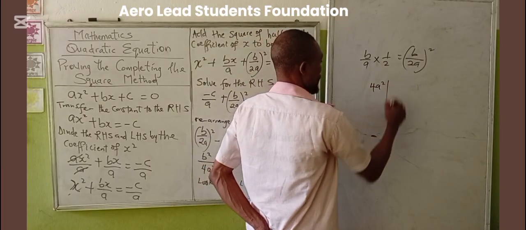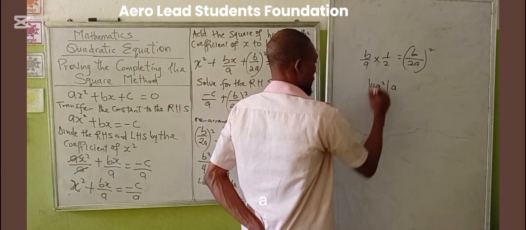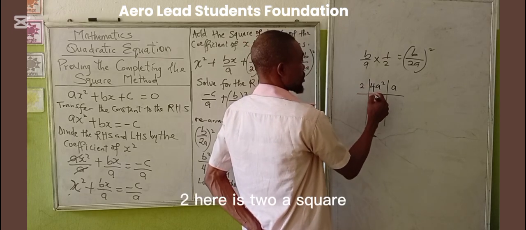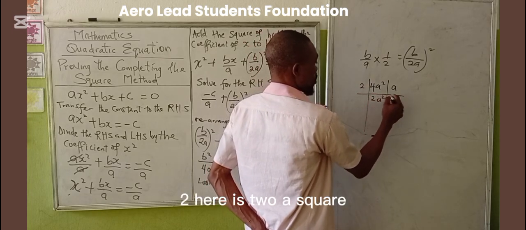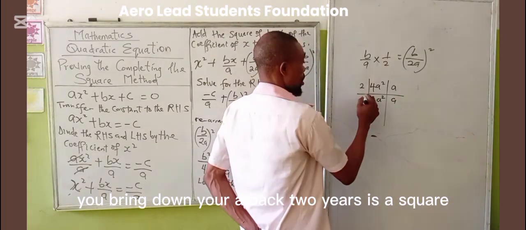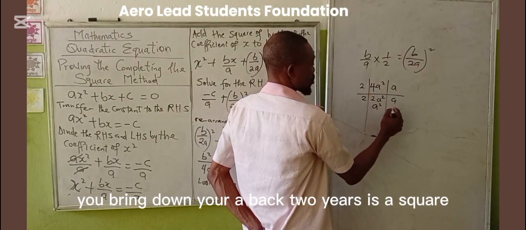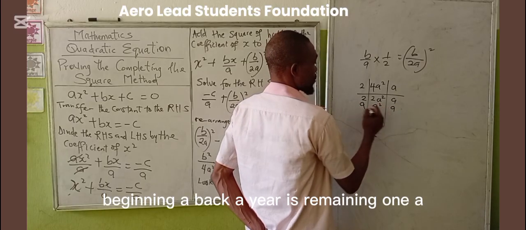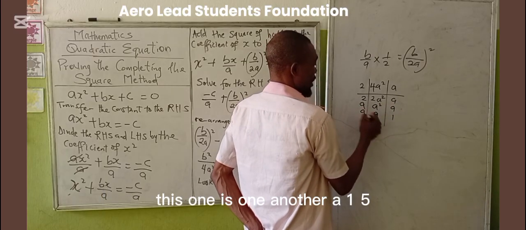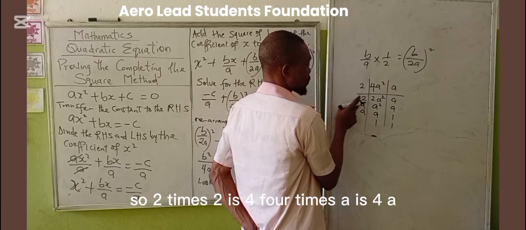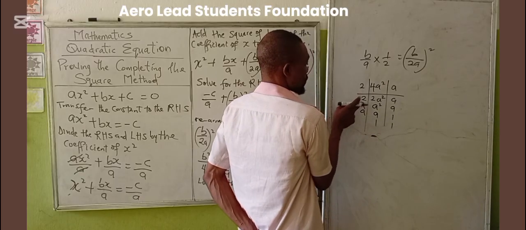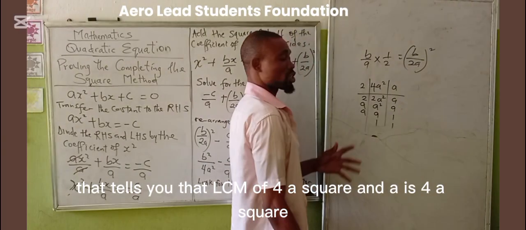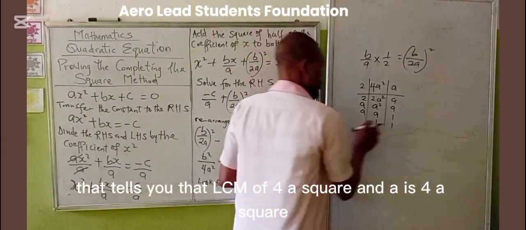4a squared and a. What goes there is 2. 2 here is 2a squared. You bring down your a back. 2 here is a squared. You bring down your a back. A here is remaining 1a. This one is 1. Another a, 1, 5. So 2 times 2 is 4. 4 times a is 4a. 4a times a is 4a squared. That tells you that the LCM of 4a squared and a is 4a squared.